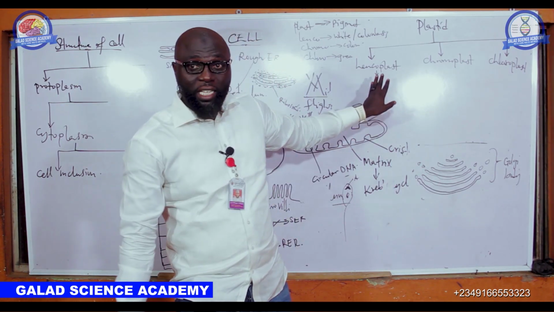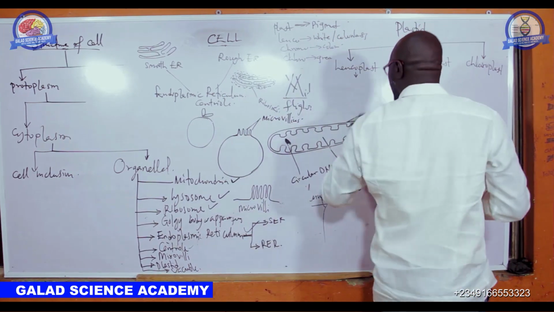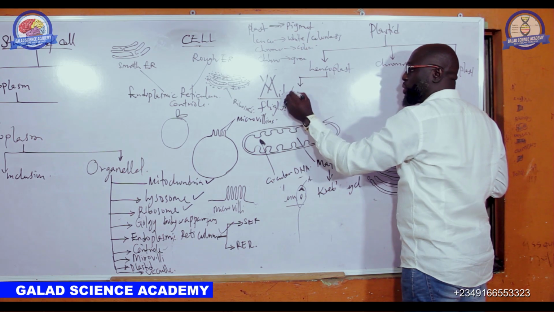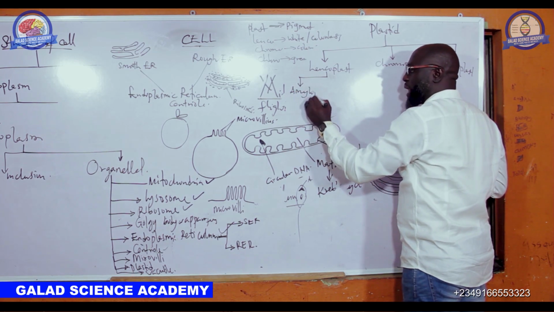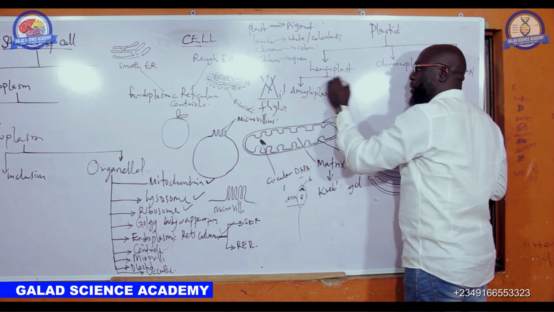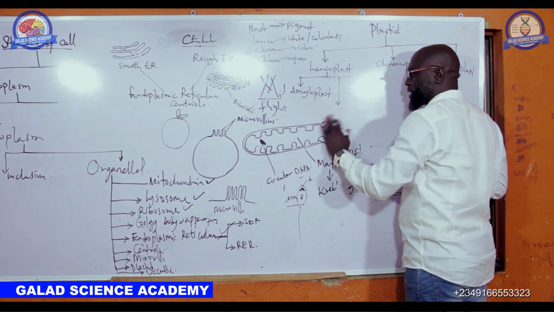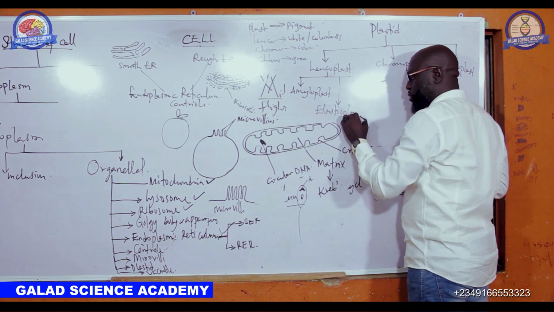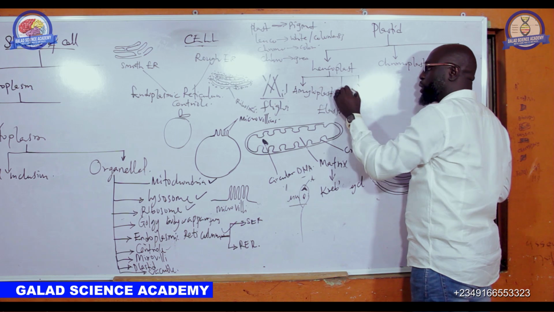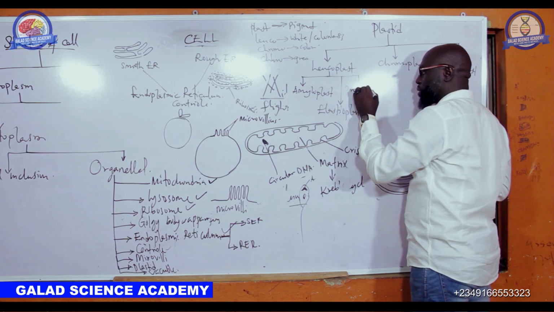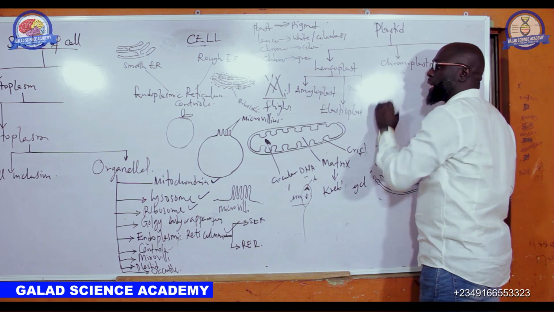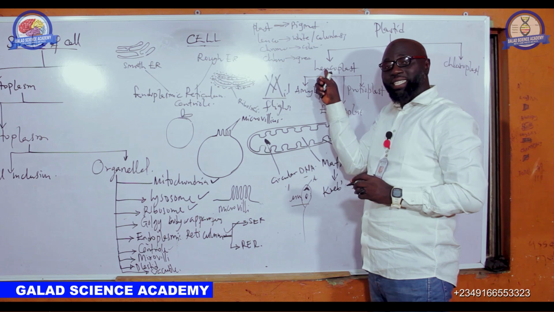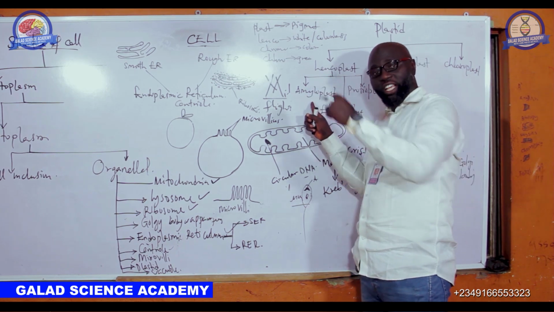And the leucoplast is also divided into three. We have what we call amyloplast. And we have what we call elaioplast. And then we have what we call proteoplast. This amyloplast is a leucoplast that is used for storage of starch.